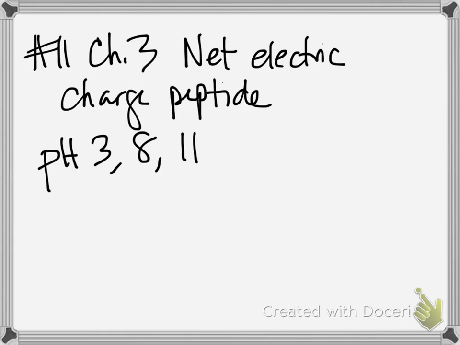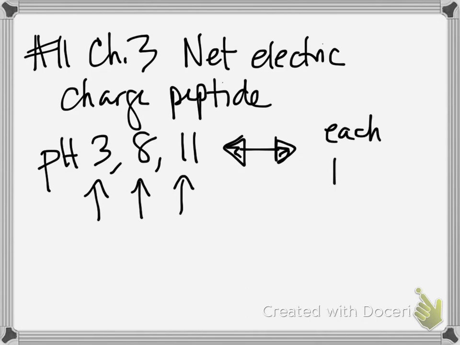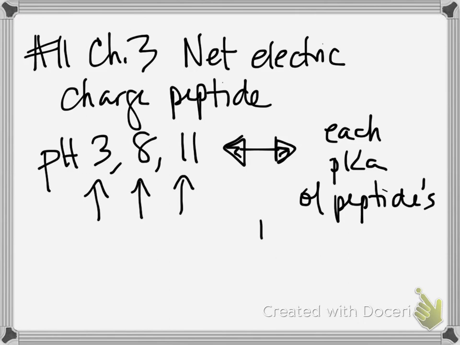It's basically 3 problems in one, giving you a lot of practice on how to calculate electric charge at different pHs. The concept here is you look at the pH that you're interested in and you compare it to each pKa on the peptide. And I should say, of the peptide's ionizable groups.